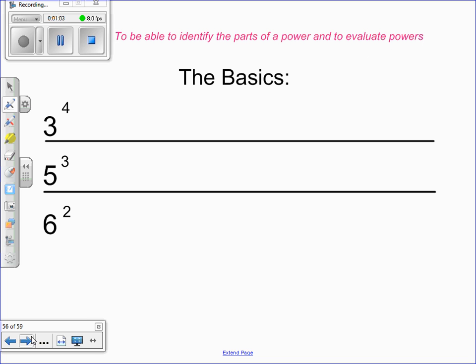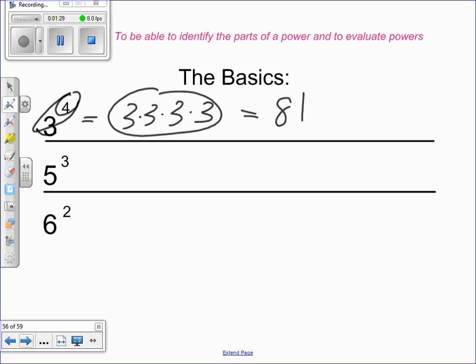So let's review a few of the basics. 3 to the 4th power is the same as saying our base of 3 is the number being multiplied, and our exponent of 4 tells us that it's being multiplied 4 times. If I would evaluate that, 3 times 3 is 9, times 3 again is 27, times 3 again is 81. All right, so 3 to the 4th power is the same as 3 times 3 times 3 times 3, which is the same as 81.